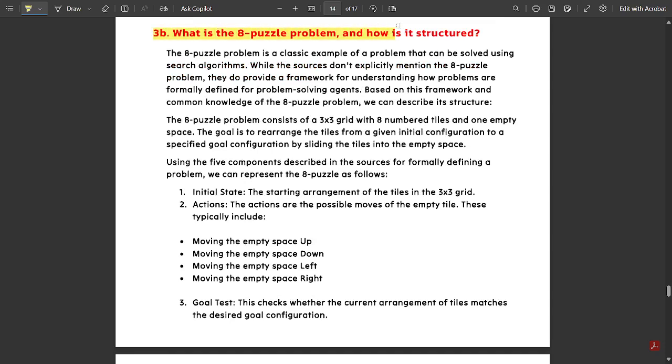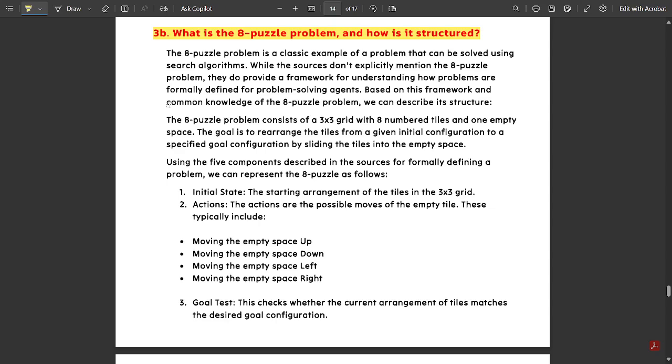What is the eight puzzle problem and how is it structured? Okay, so this is one very important question, guys. This would appear in the exam as well. So what is this eight puzzle problem? It is basically a grid which consists of nine squares, where one square is empty, and they will give you one initial state and one final goal state which you should reach.